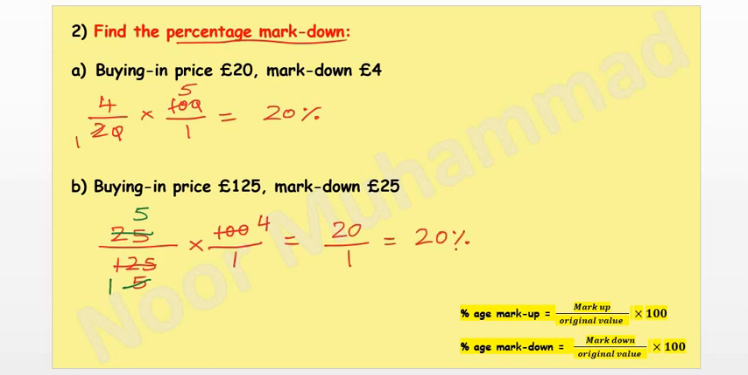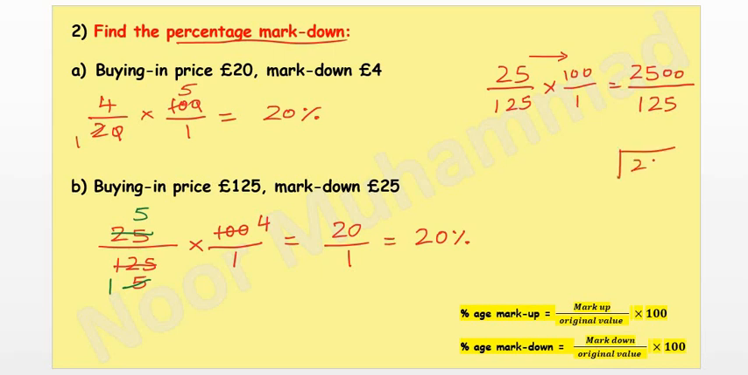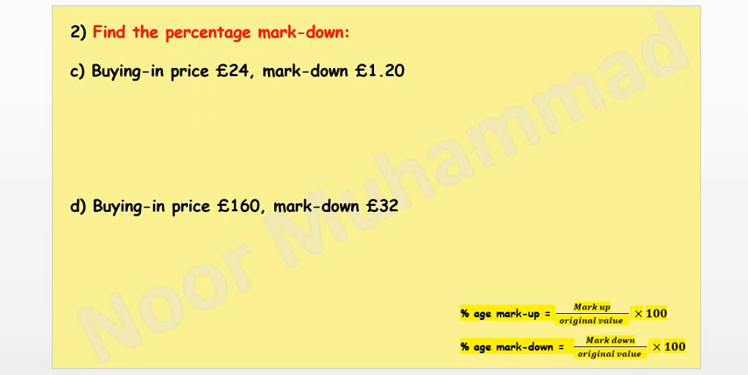Let's say a student does not know how to simplify all of it. In that case, what can the student do? He can multiply them straight, like here multiply the numerator with the numerator, so it will become 2500 over 125, and then he can solve with long division, right? But the answer will be the same. Clear? Okay, now here I want you to solve C and D part on your own and then play the video to check your answers.